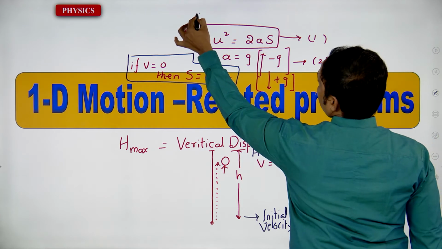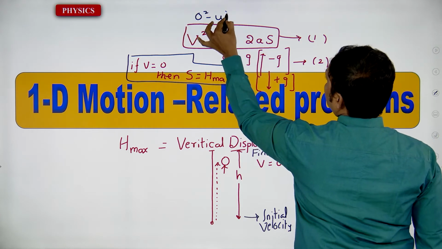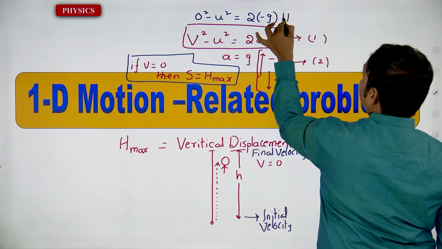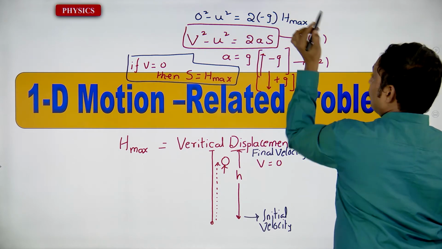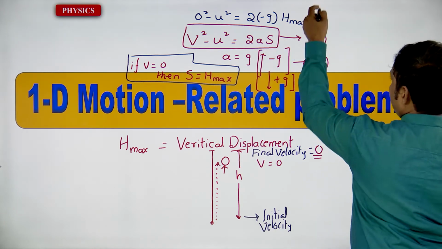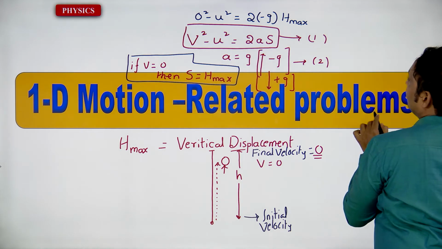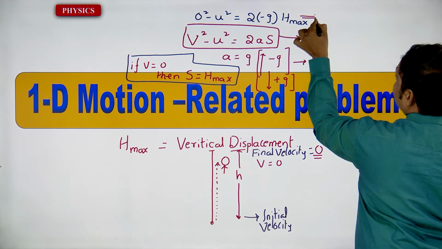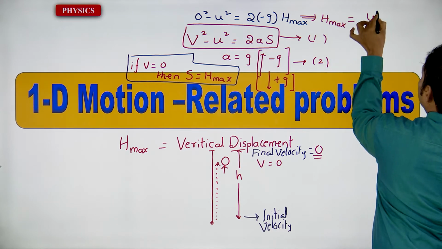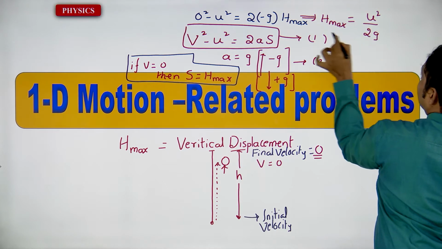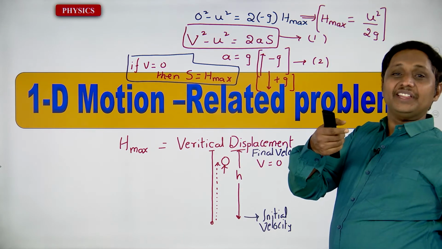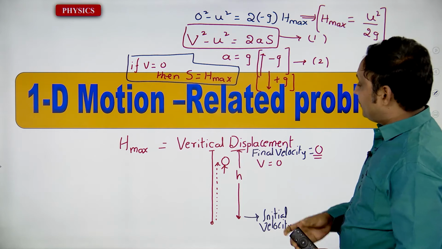So you can substitute 0 squared is equal to u squared minus 2 g h maximum. It's very clear. It's very easy to get the expression. After that, you are going to get this one. H maximum is equal to u squared by 2g. It's very clear.